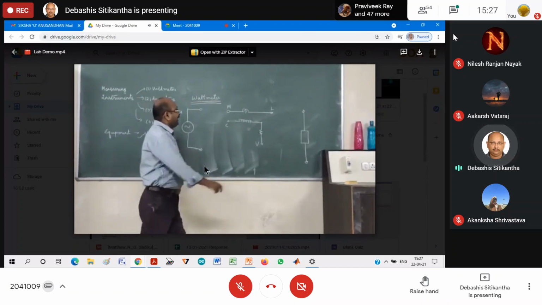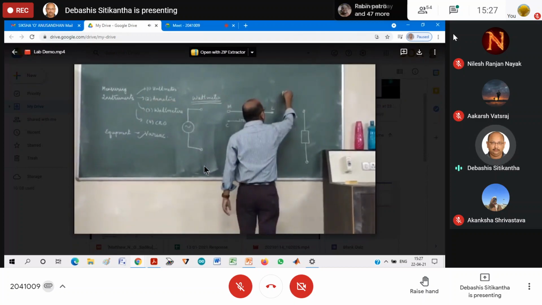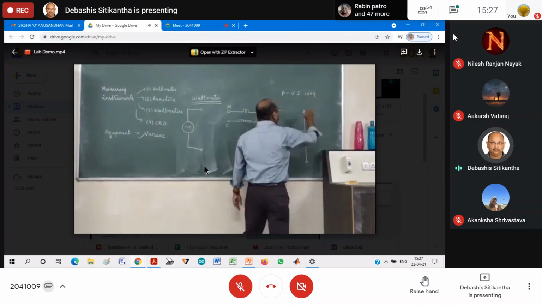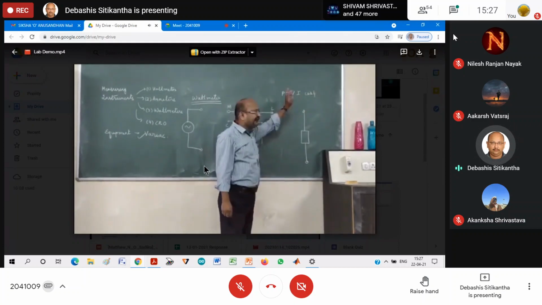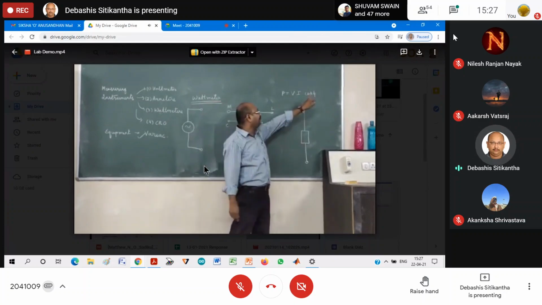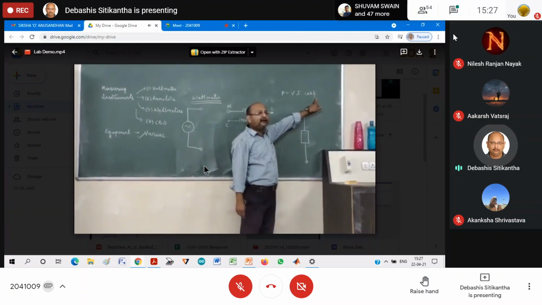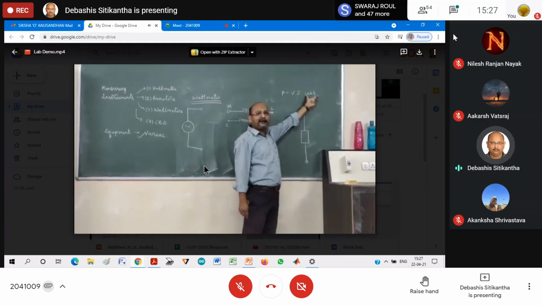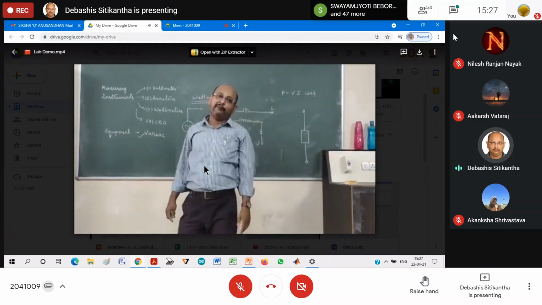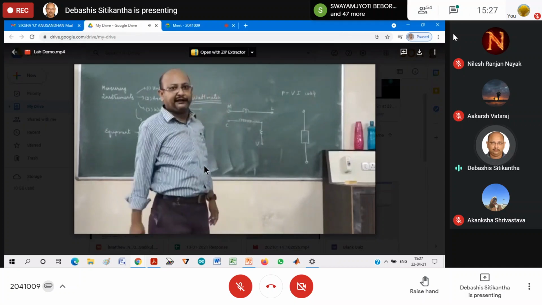Now, as you all know that P is equal to VI cos phi. That means I have to measure the voltage, I have to measure the current, and I have to make a provision to find the value of this phi, so that automatically this cos phi will be calculated and the total power will be given out by the pointer of the wattmeter. So how to facilitate this?